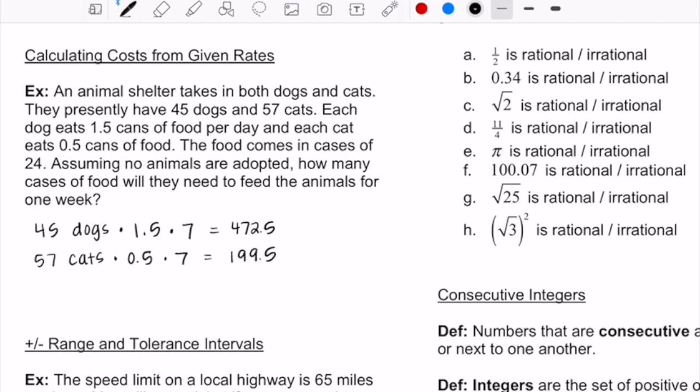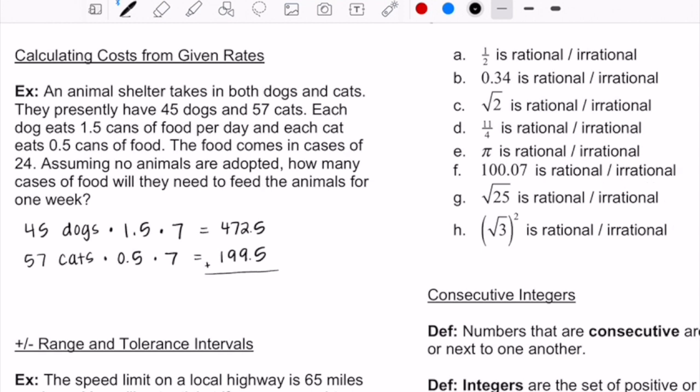199.5. So that gives you the number of cans of food that you would need to feed the dogs and the number of cans of food that you would need to feed the cats. So again, assuming that dogs and cats eat the same kind of food, you're going to take those two numbers and add them up. By adding them, you would get 672. But that's the number of cans of food that you would need.